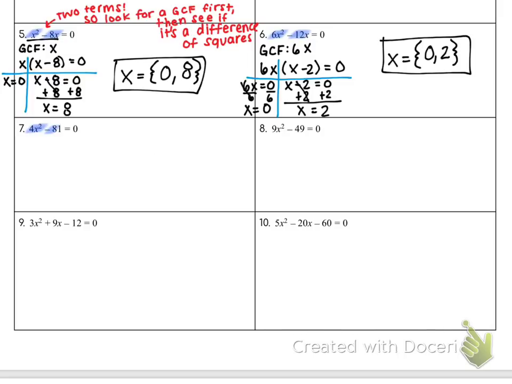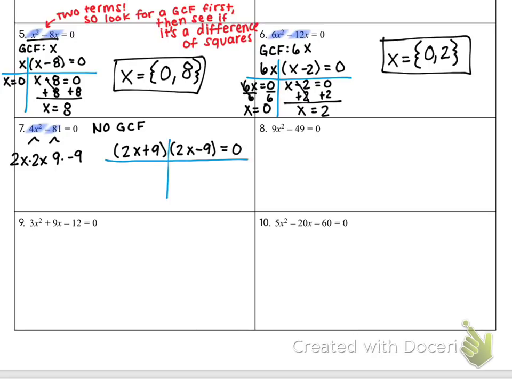Okay, number 7. 4x squared and 81. There's no GCF here, but there is a difference of squares, right? So 4x squared splits up into 2x times 2x, and then 81 is 9 times -9. And then you're going to write 2x plus 9, 2x minus 9 equals 0, and then we're going to split it up. Set each side equal to 0.